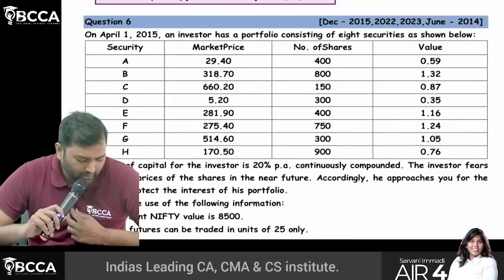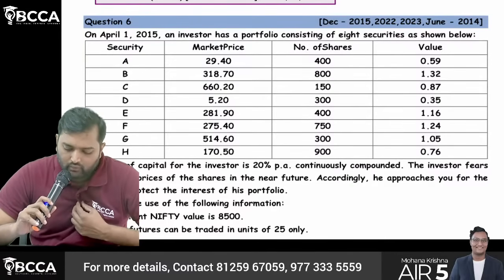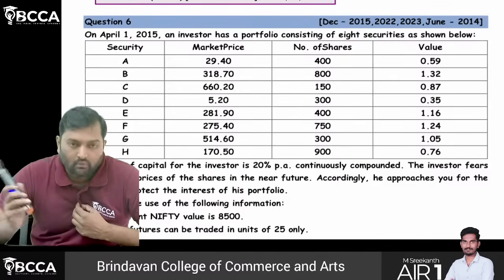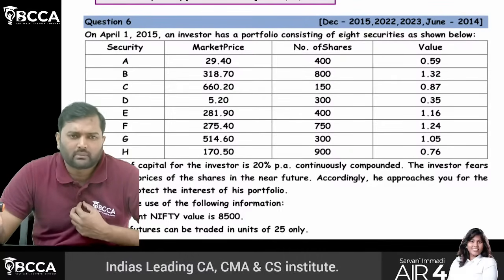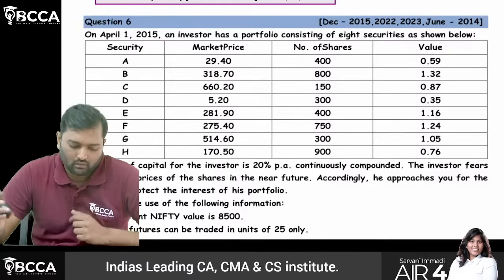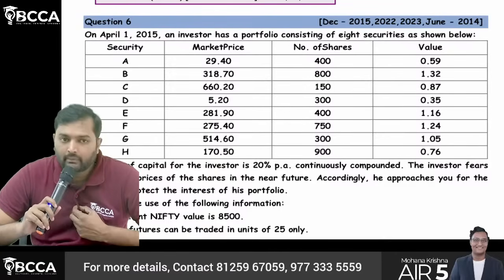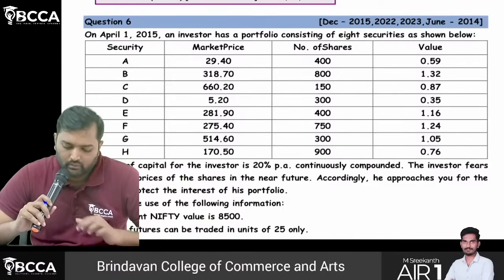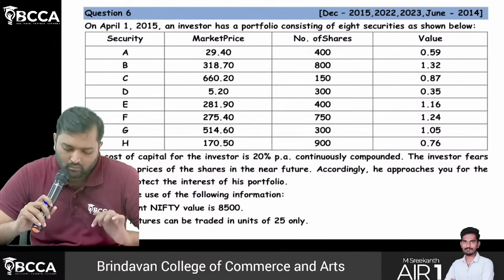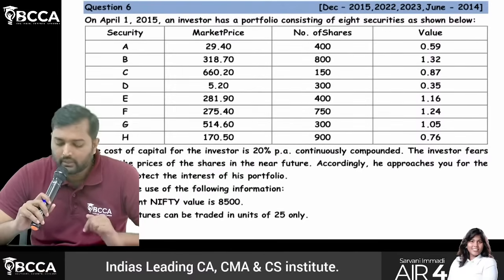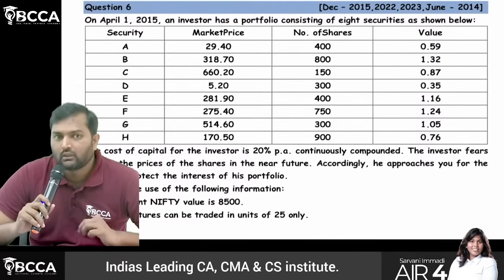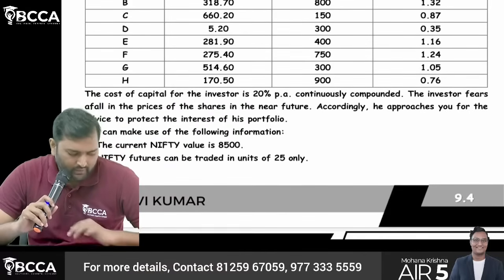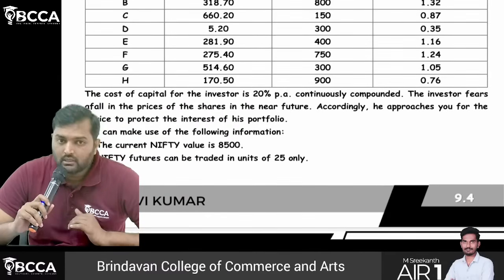On April 1, 2015, an investor has a portfolio consisting of 8 securities as shown below. This question is for practice, A++ category. The 8 securities are given with market price, number of shares, and beta. Value means nothing but beta. The cost of capital for the investor is 20% per annum, continuously compounded.